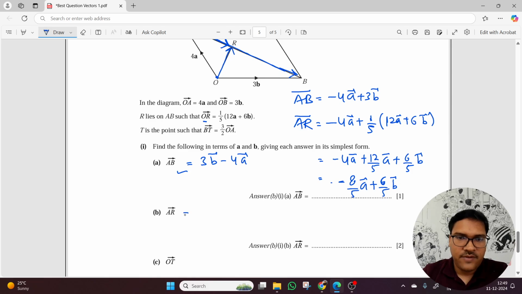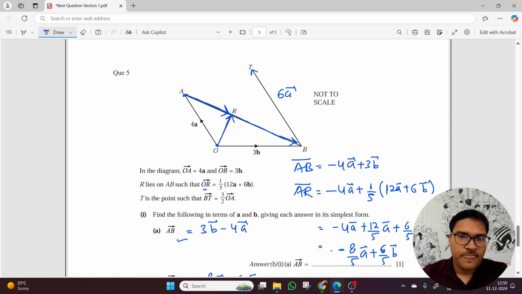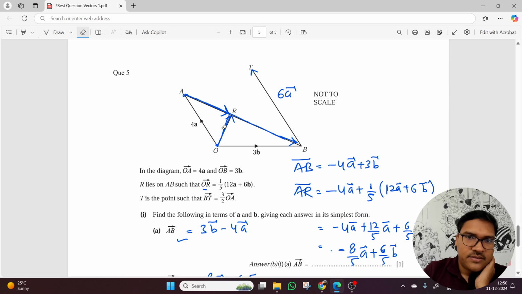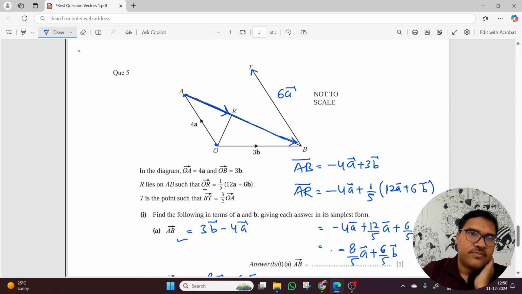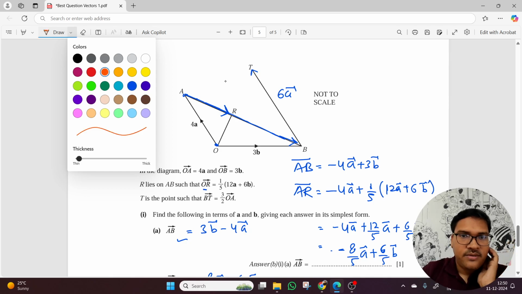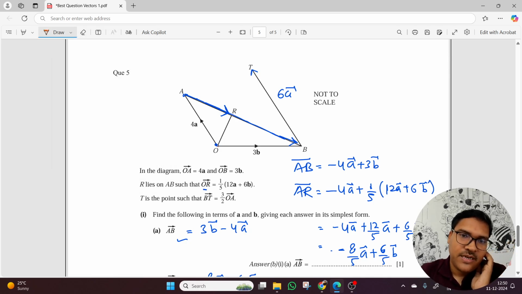This is done. Okay. AR vector is minus 8 by 5 A vector plus 6 by 5 B vector. Now what is OT vector? So let's write OT. Where is OT vector? If I extend this, again, we don't know whether this is collinear. So let me not draw like this because we don't know whether this is collinear. We have to just join O to T. It may be that O, R, T are on the same line, but right now we don't know. So I'm just saying this is OT vector.